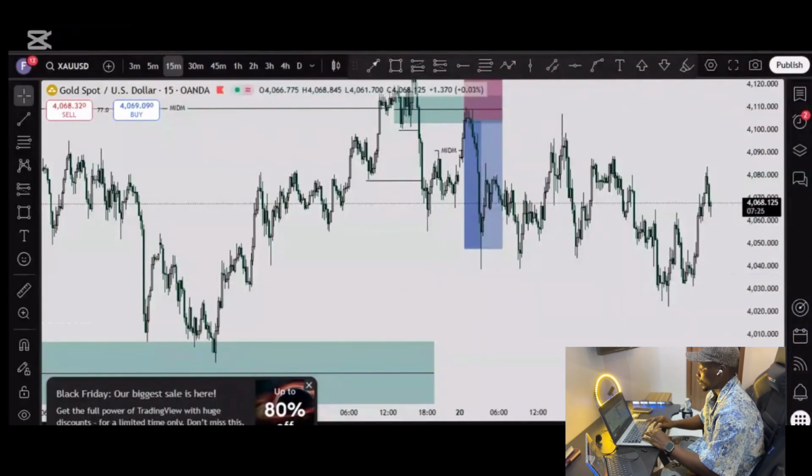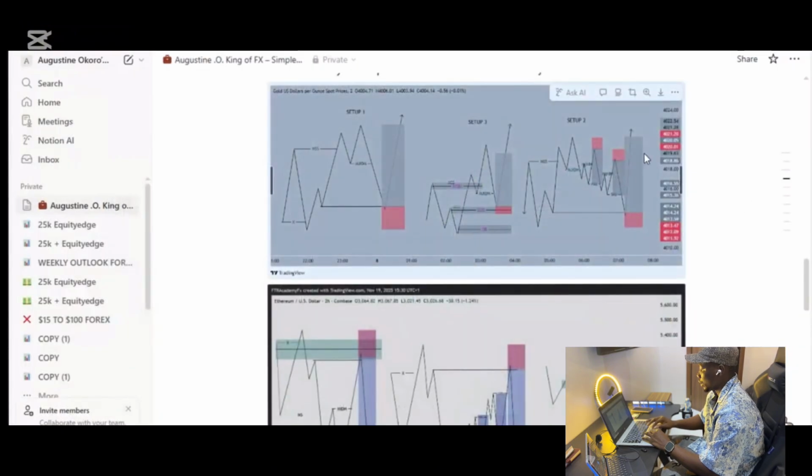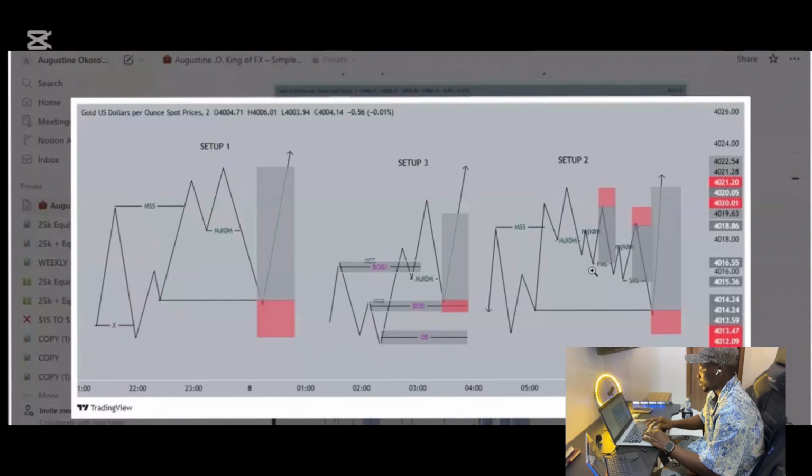So for that, you can see this setup right here. Okay, let's use the other one because this wasn't in boundary. You can see this setup right here. You can see major inducement taken out, which was those two breaks of structure, and then it creates a minor inducement just inside the range. Because here was the low and then here was the high. So inside the range, the market creates another major inducement. After creating that major inducement, this was the first trade that I took. Then the market came back again, then created another major inducement at this level.